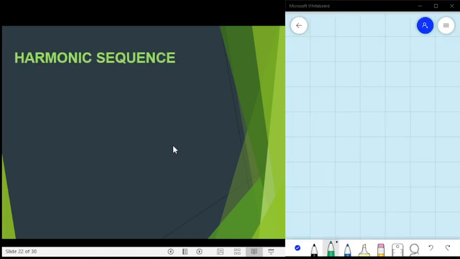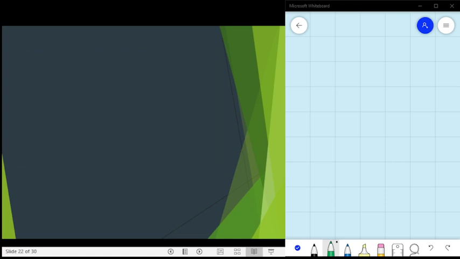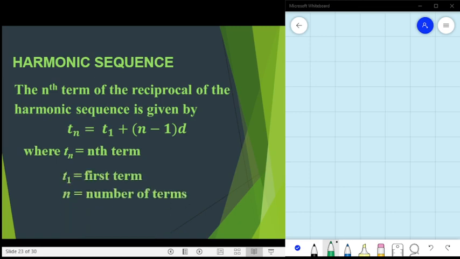The next one is we have the harmonic sequence. Harmonic sequence is a sequence whose reciprocals form an arithmetic sequence. So, atong balihon ang iyang mga terms. I-reciprocal na to para mahimong arithmetic sequence. So, since gamit na siyang arithmetic sequence, meaning ang atong formula nga gamiton is the same as the arithmetic sequence. Now, our t sub n is the nth term, t1 is the first term, n is the number of terms, and d is the common difference.